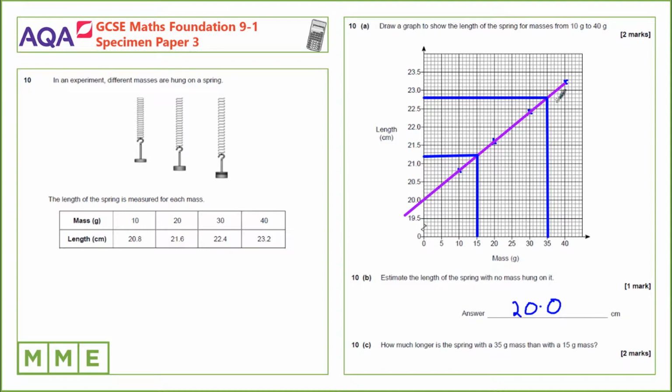The 35 gram mass has a length of 22.8, and the 15 gram mass has a length of 21.2. We take those away from each other, it's 1.6 centimeters longer than the other one.